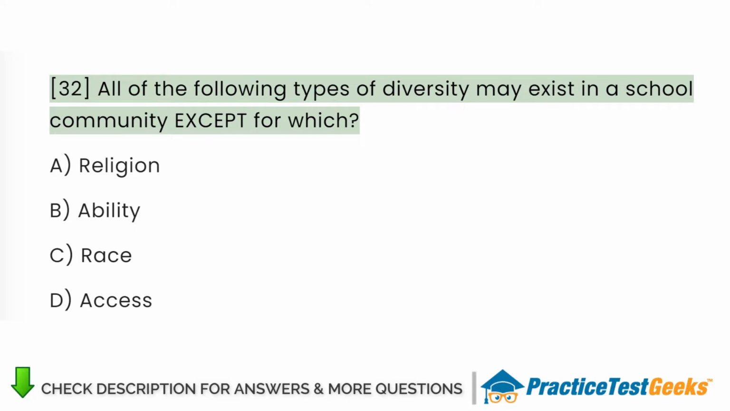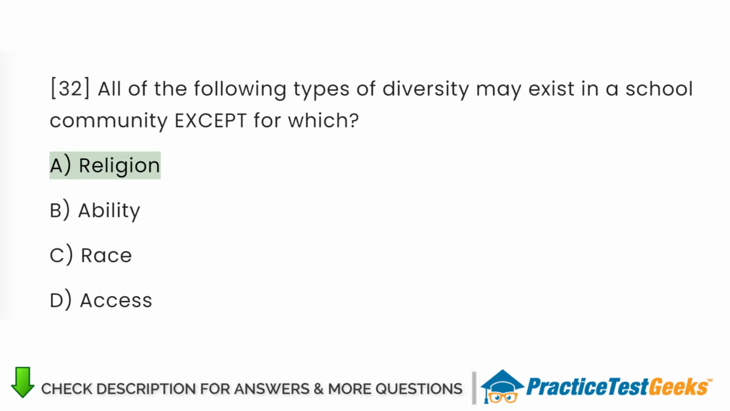All of the following types of diversity may exist in a school community except for which? A. Religion. B. Ability. C. Race. D. Access.